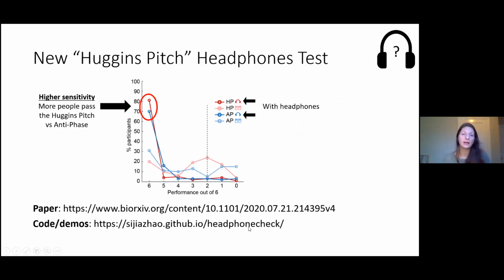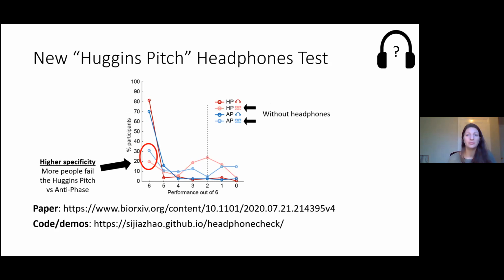Another thing to point out, again from their paper, is that they've compared performance on these two tests when people are listening with and without headphones. First of all, you can notice that the performance on both of these tests really isn't perfect. On the x-axis, we have performance out of 6, and 6 is all the way on the left, so that would be a perfect score on these tests. Now, when people are wearing headphones, which are the darker colors here, about 70% of people pass the antiphase test and about 80% pass Huggins pitch. It's good, but it's not perfect. It should be closer to 100%.